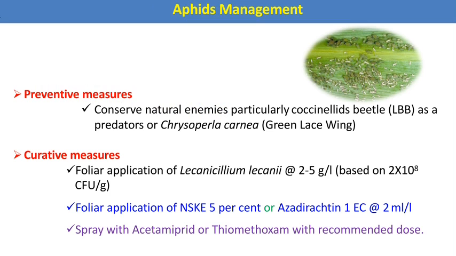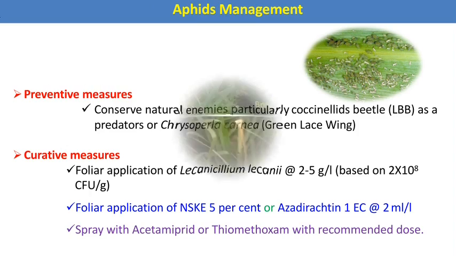Then for the management of the aphids, we can use coccinellid beetles and Chrysoperla carnea. It is one of the major predators. Lecanicillum lecanii is one of the important biofungicides, or you can say biopesticides. Then NSKE and others are different botanical insecticides. Then acetamiprid and thiamethoxam are the recommended insecticides against the aphids.